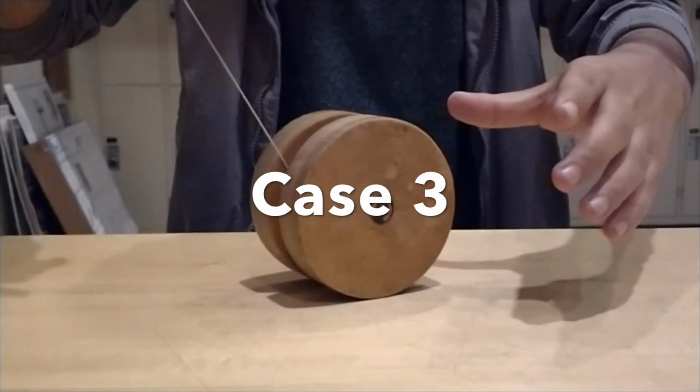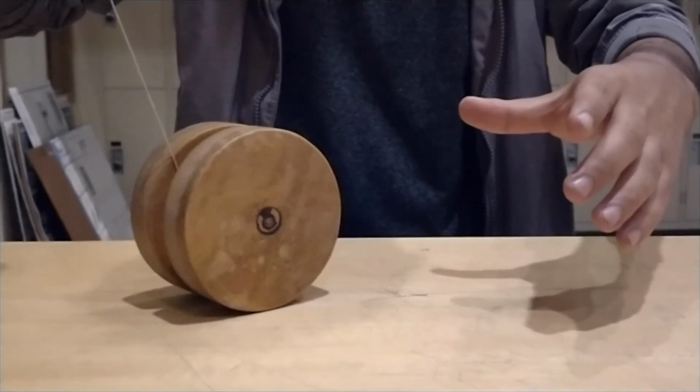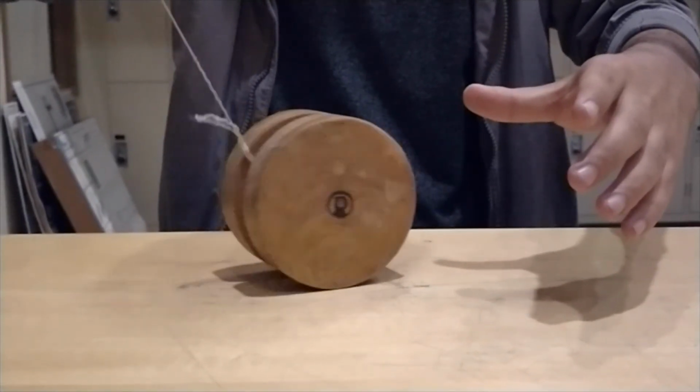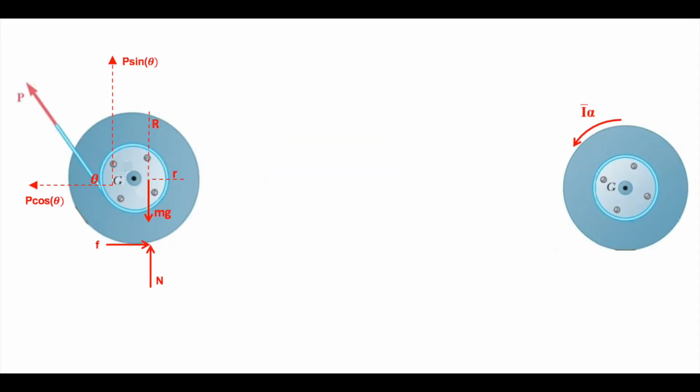In case 3, we pull the string in the direction of the critical angle. At this angle, the spool spins in place at a constant angular speed with no translational motion. This happens when the force from P and the force from friction cancel out, but since the moment arm from friction is large, it causes the spool to spin in a counterclockwise motion.